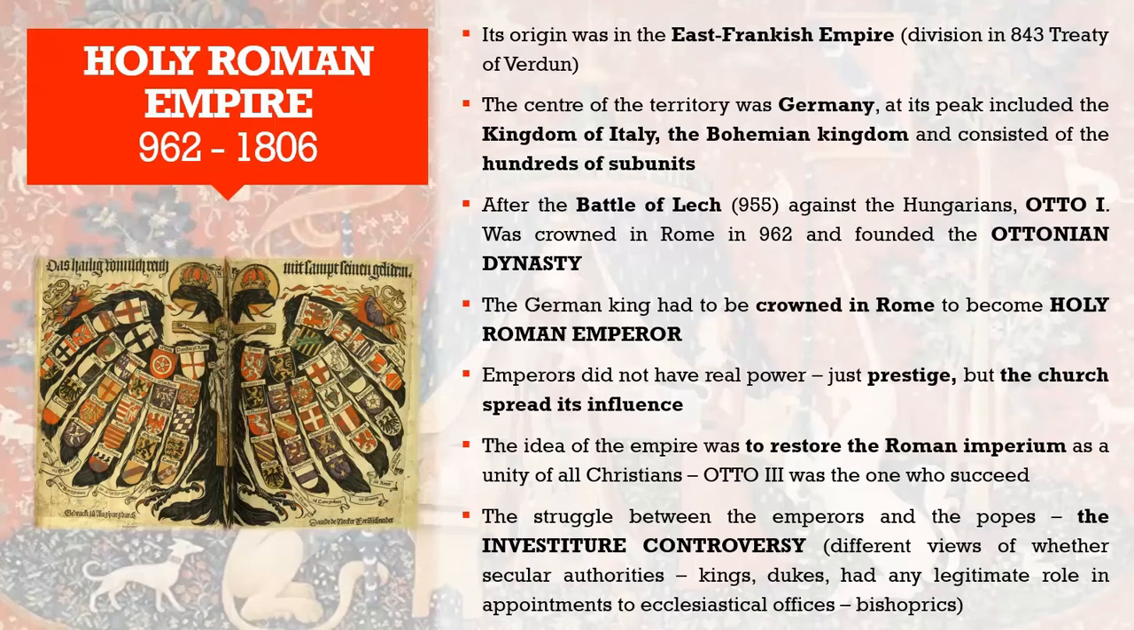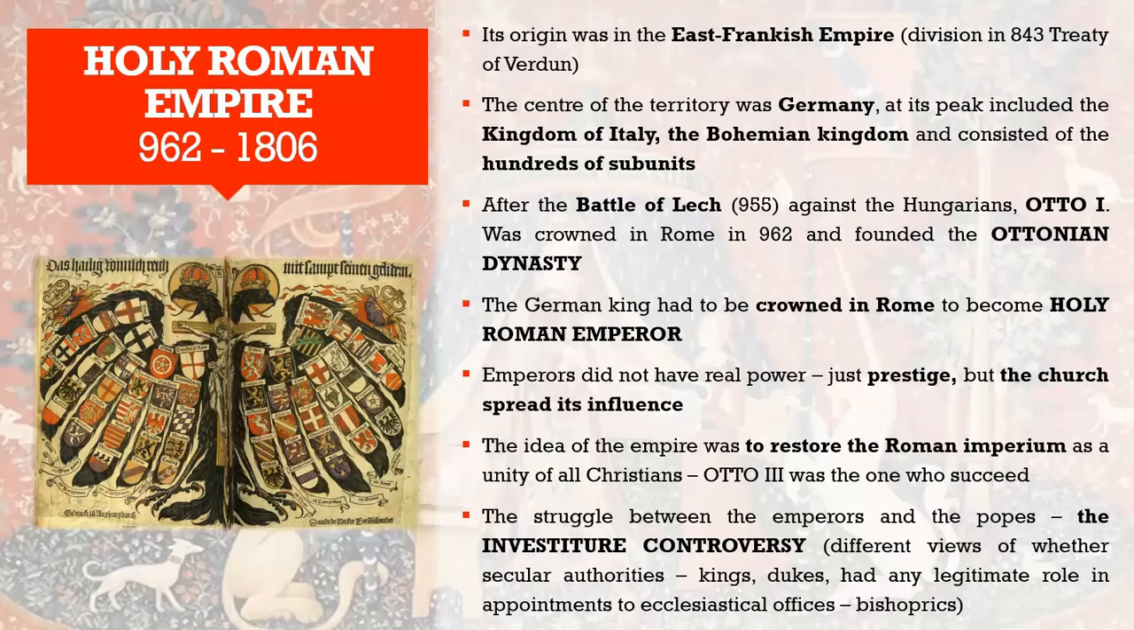As I mentioned, the center of this territory was in modern-day Germany, but at its peak, it included also the Kingdom of Italy, the Bohemian Kingdom, and consisted of hundreds of subunits. This means that even though the Holy Roman Empire was one united empire, it had a lot of subunits, a lot of counties, regions, we might say, that had their nobles in charge.